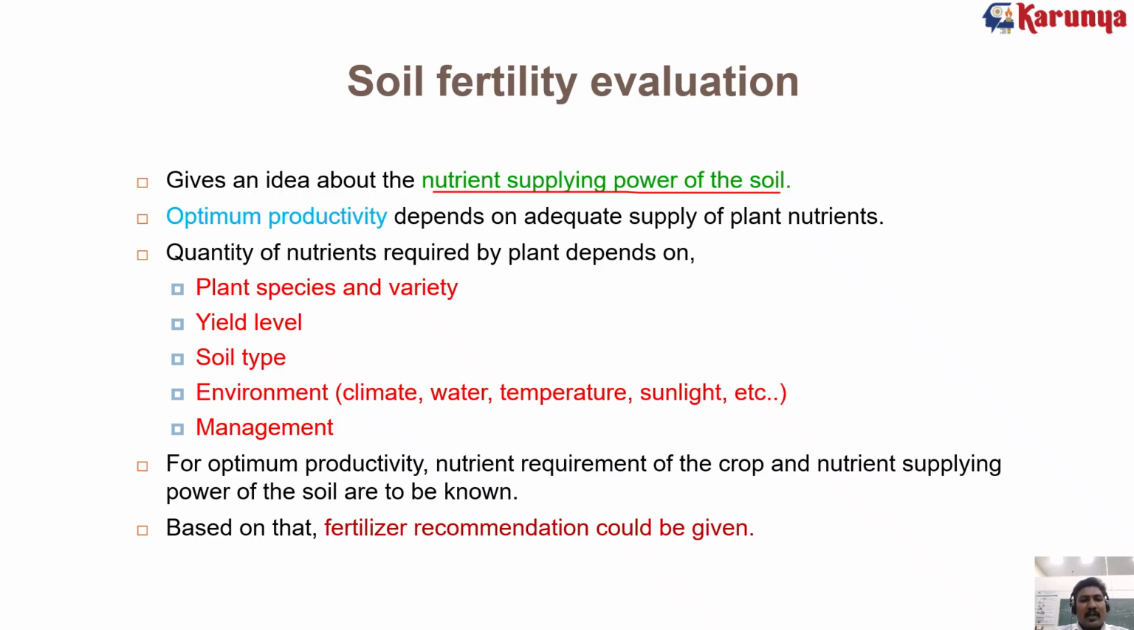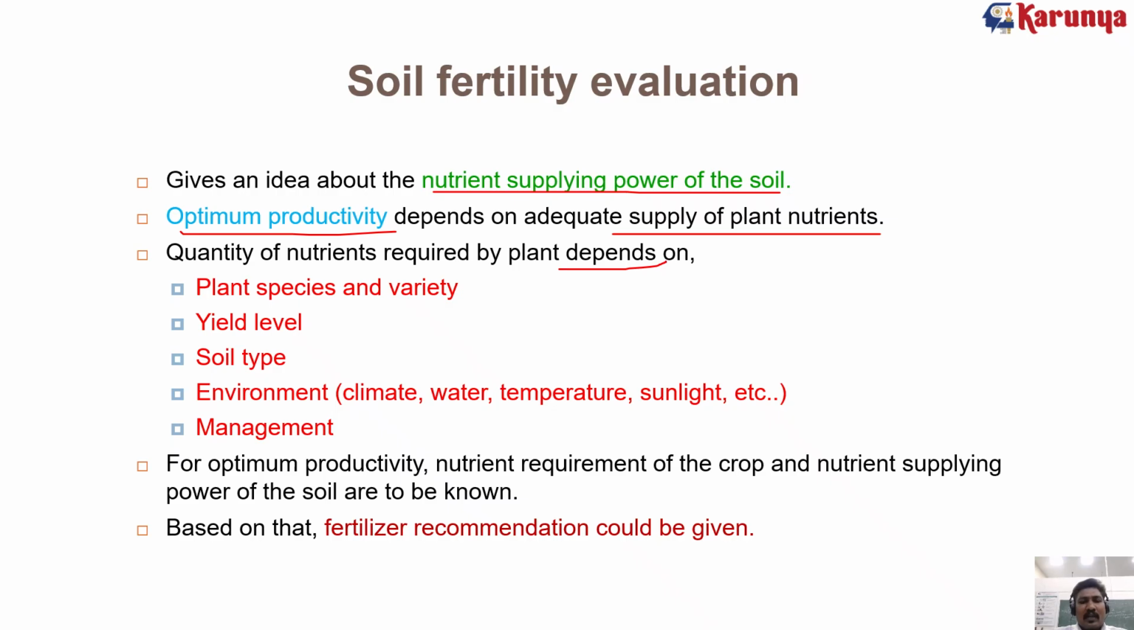So the optimum productivity of any crop depends upon the supply of plant nutrients from the soil. And the quantity of nutrient required by the plant depends on different factors like plant species and variety, yield level, soil type, then environmental factors such as climate, water, temperature, sunlight, and apart from that, agronomic practices. What kind of practices we are following? Based on that, the quantity of nutrient required can be calculated.